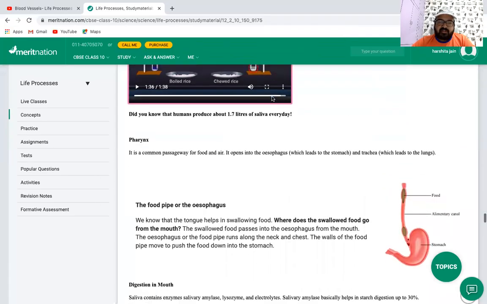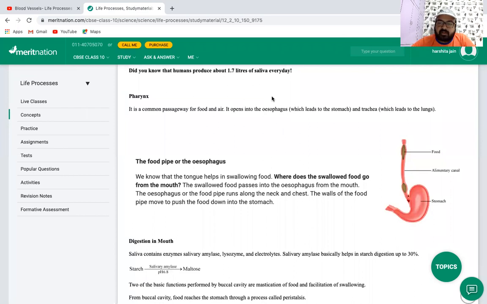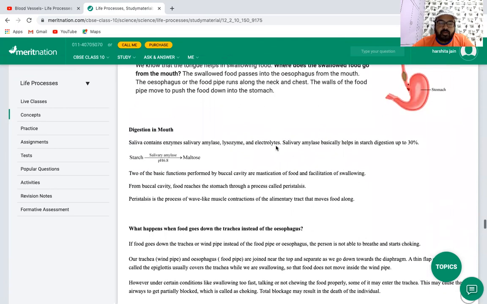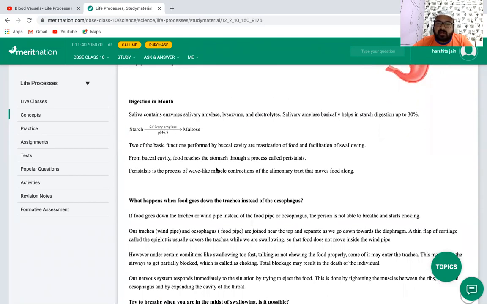Now you know that the pharynx is there, okay? It is a common passageway, ये सब अपने बात कर रखा था, right? The food pipe or the esophagus. Saliva contains the enzyme salivary amylase, that is part of the syllabus. Another example, lysozyme and electrolytes. It is helping in starch digestion up to 30%, starch into initially maltose. The two basic functions performed by our mouth, the buccal cavity, are mastication of food, chewing, and facilitation of swallowing. From the buccal cavity, food reaches the stomach, and that movement which is happening from the mouth to the anus is called peristaltic movement, we all know.